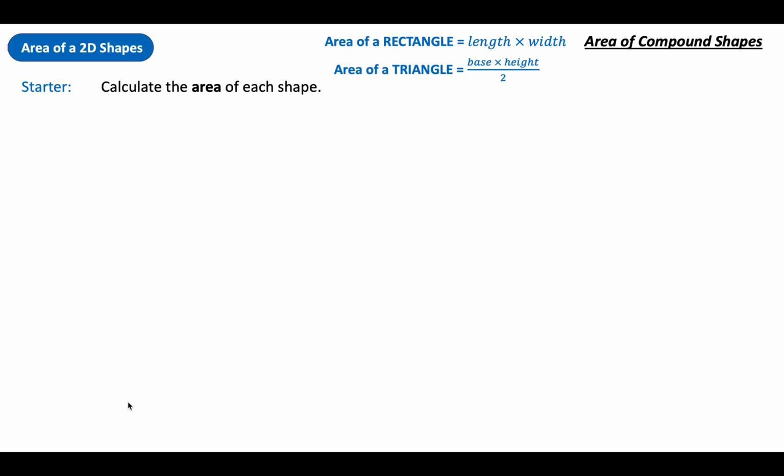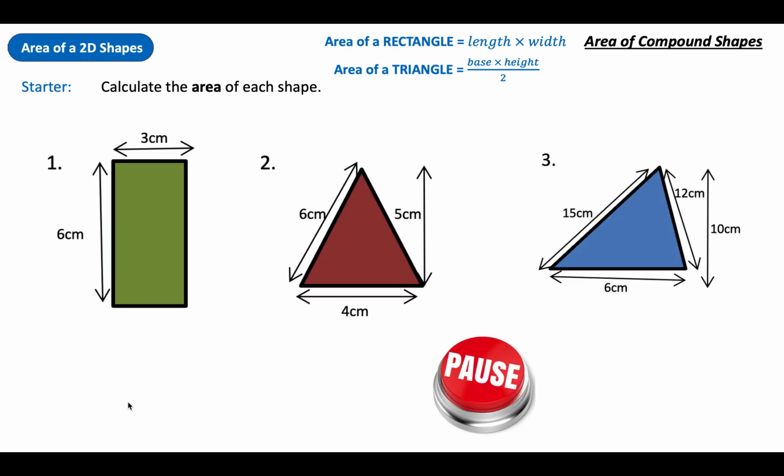Okay, so area of compound shapes. Now, compound shapes are shapes that are, well, okay, we'll come to that in a minute. Let's do a little bit of warm-up first of all, which is this. I want you to calculate the area of each of these shapes, please. There's a rectangle, a triangle, and another triangle. Off you go. Pause the video, work it out, write it down. Don't forget your units and unpause when you are done.